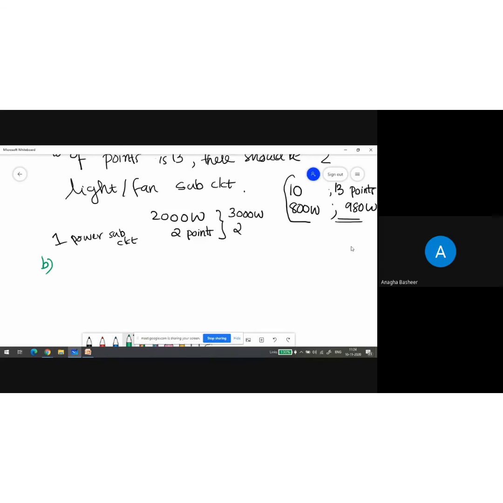Next up, you have to find the total current in light and fan subcircuit 1. Why do we have to calculate the current? If you get the current rating, the corresponding wire or cable can be selected. So for selecting the cables, you have to find the current for each subcircuit. The total current in light and fan subcircuit 1. How will you find it?